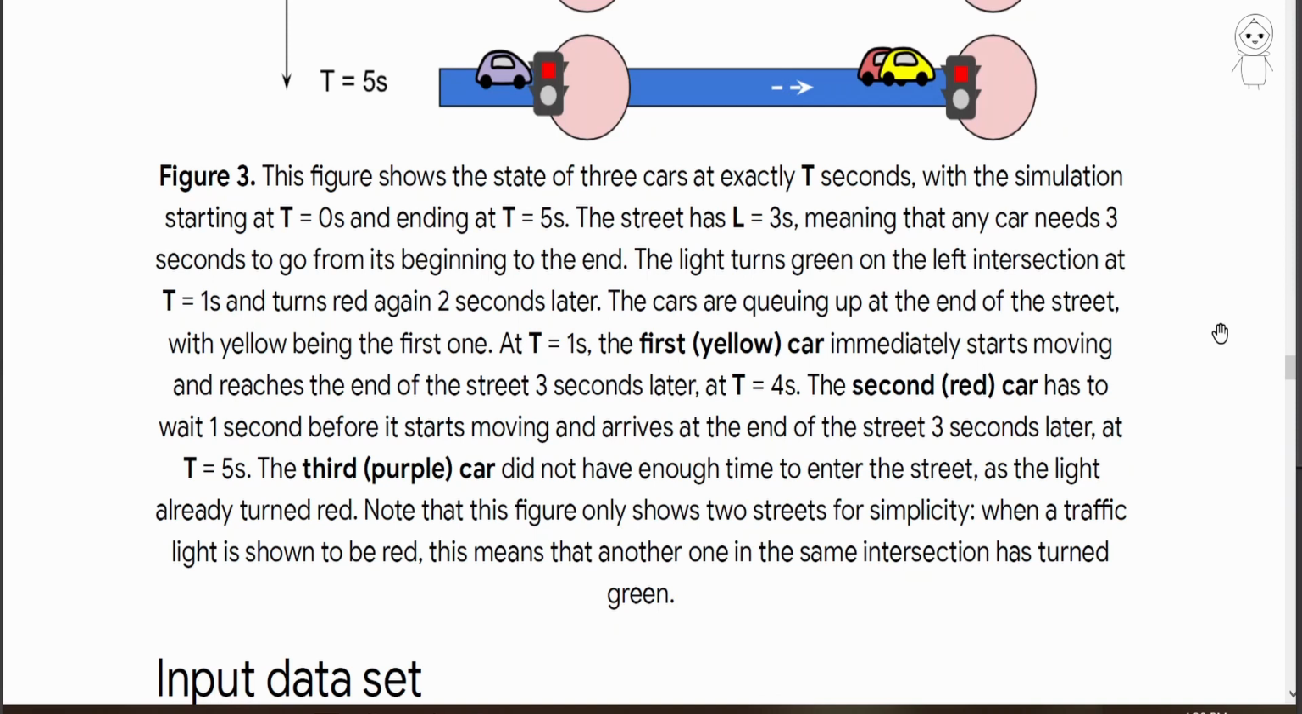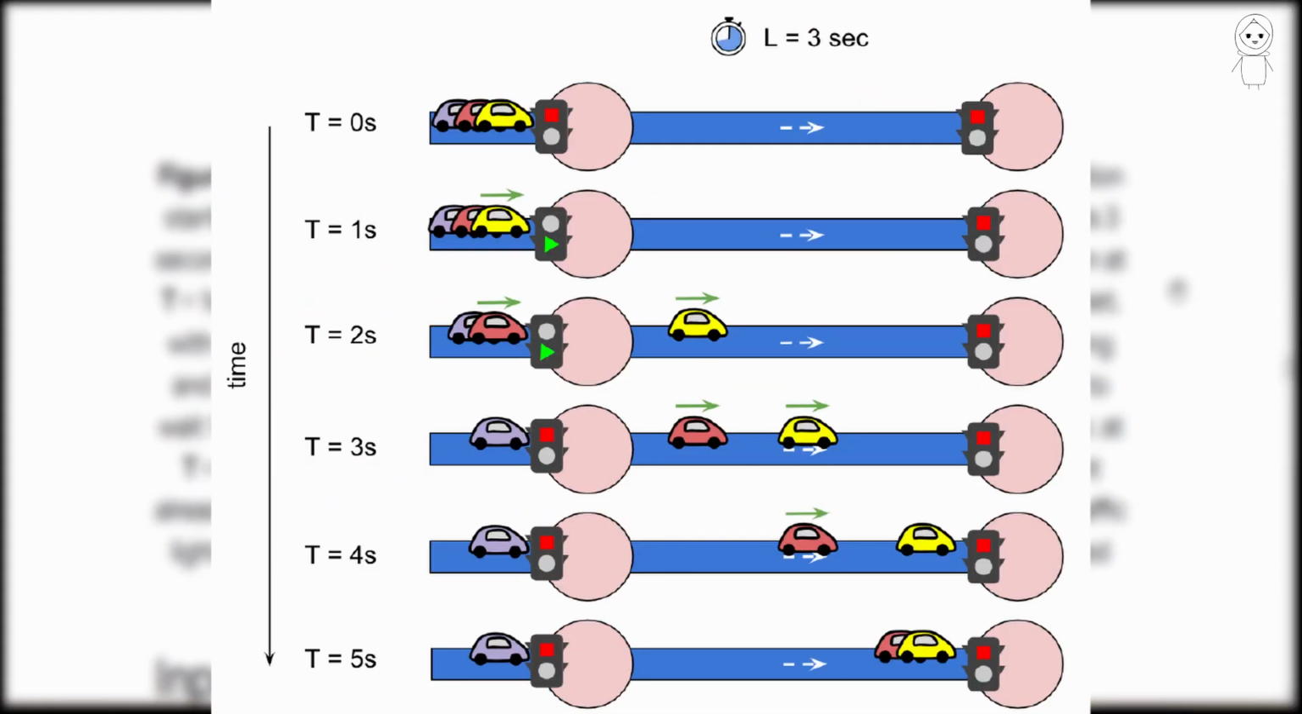Let's look at figure 3. This figure shows the state of 3 cars at exactly t seconds, with the simulation starting at t equals 0 and ending at t equals 5 seconds. Meaning we have 5 seconds. The street has L equals 3 seconds, so it takes 3 seconds to cross the street. Meaning that any car needs 3 seconds to go from its beginning to the end. The light turns green on the left intersection at the first second and turns red again 2 seconds later.